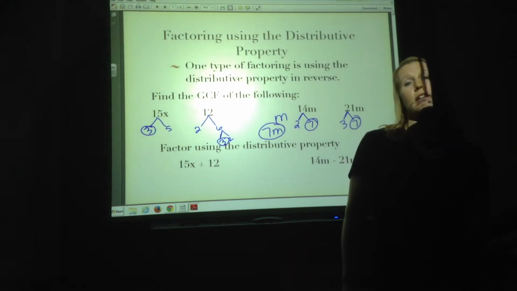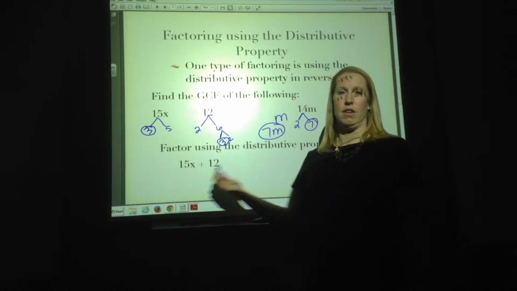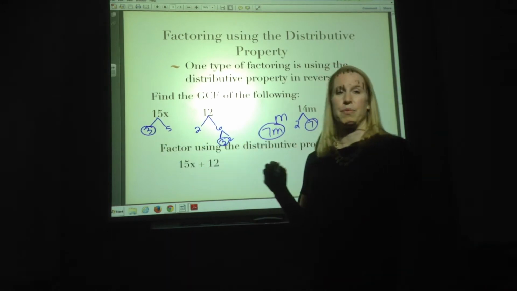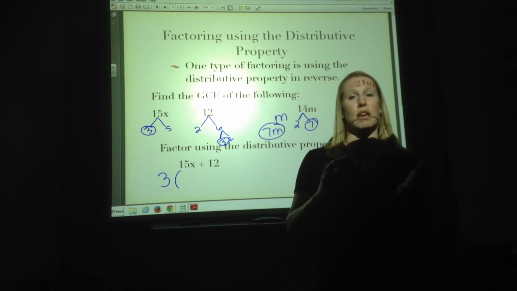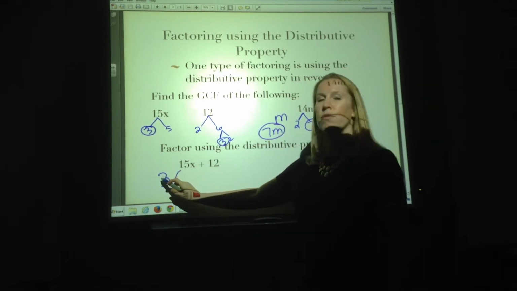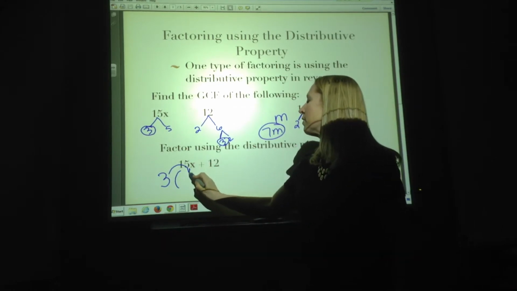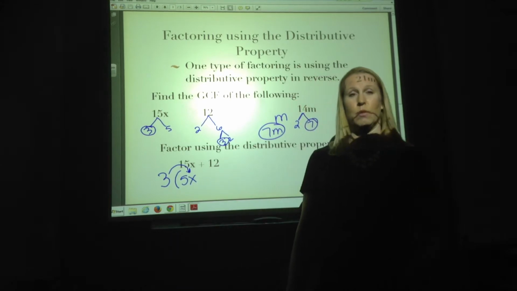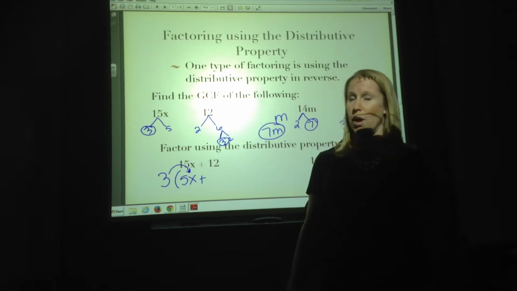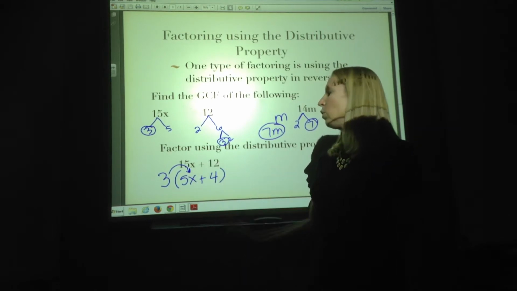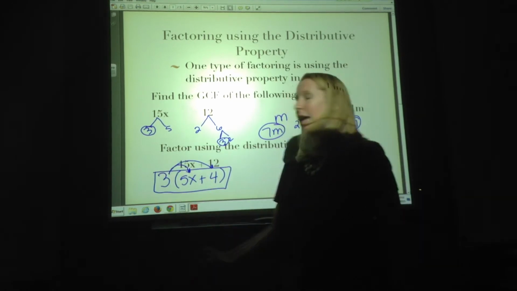So we're going to use that to do the distributive property backwards. If I look at 15x plus 12, I know my greatest common factor is 3. So what I do is pull out a 3 and then do parentheses. Now I have to think of distributive property backwards. 3 times something needs to give me 15x. So 3 times 5x would be 15x plus 3 times something has to give me 12. 3 times 4 is 12. So that is my answer.